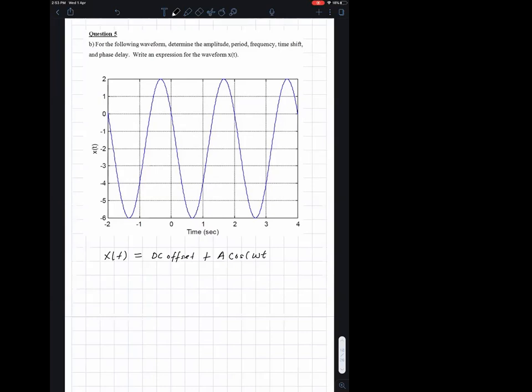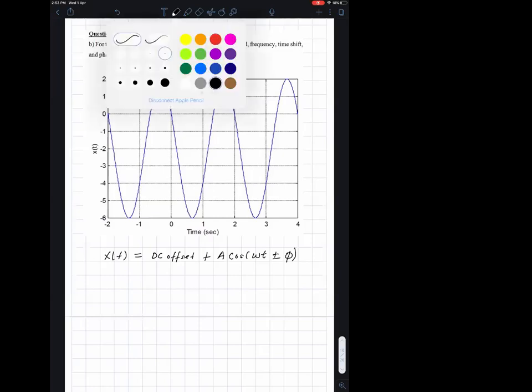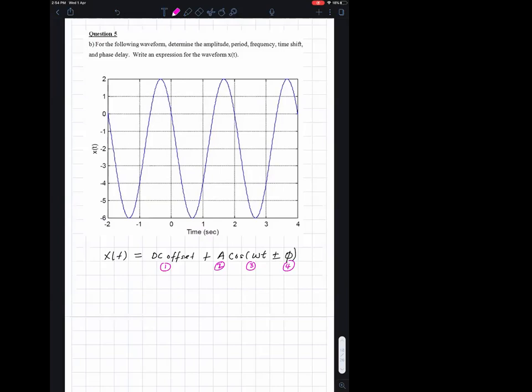You find out the amplitude, and then you have to find out the frequency. You have to find out the phi. There are 4 things that you need to find out.